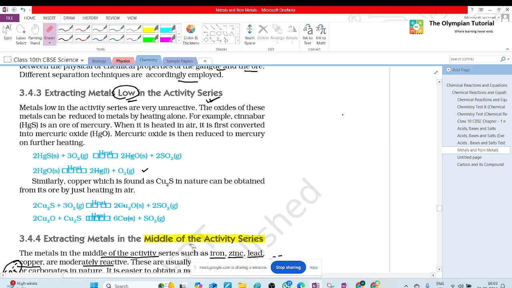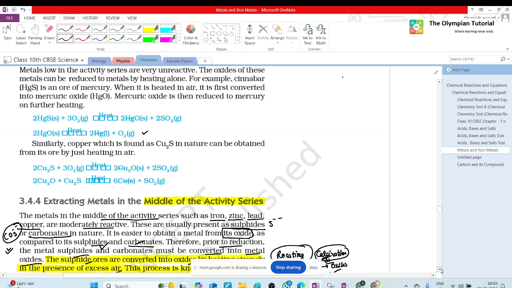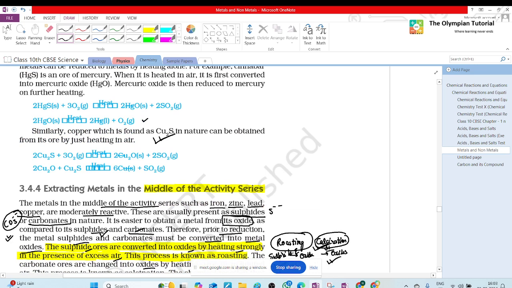Similarly, copper, which is found as Cu2S, a sulfide form, in nature, can be obtained from its ore by just heating in air.